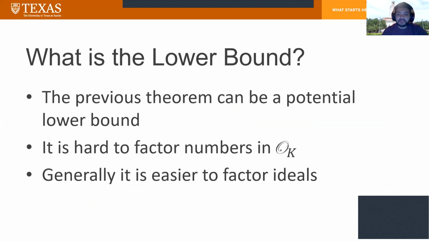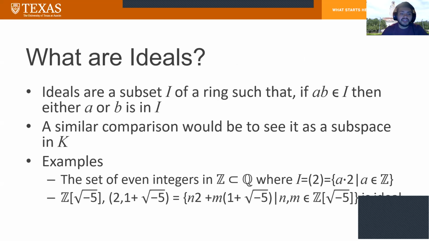What is a lower bound? The previous theorem can be a potential lower bound. It is hard to factor numbers in O_K. It is easier to factor ideals. What are ideals? Ideals are a subset I of a ring such that if ab is an element of I, then either a or b is in I. A similar comparison would be to see it as a subspace in K.